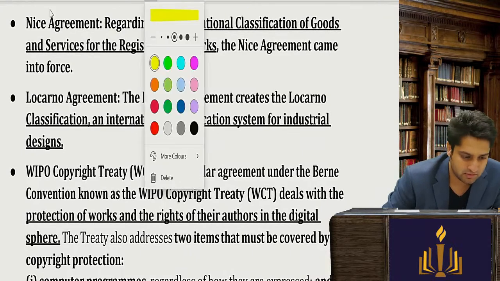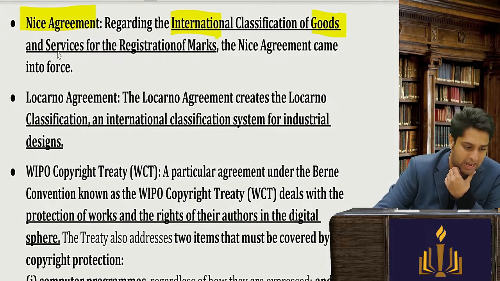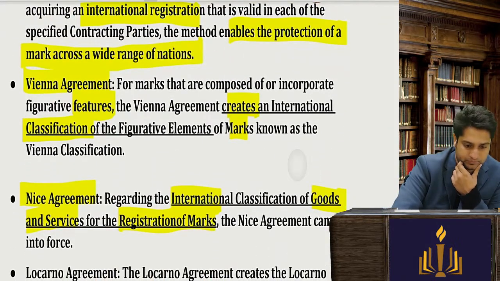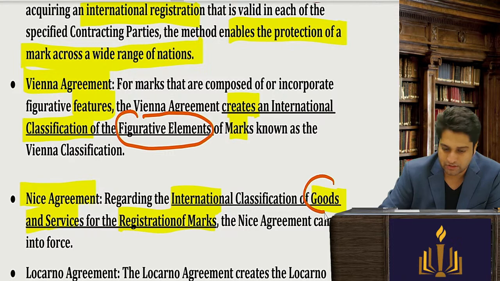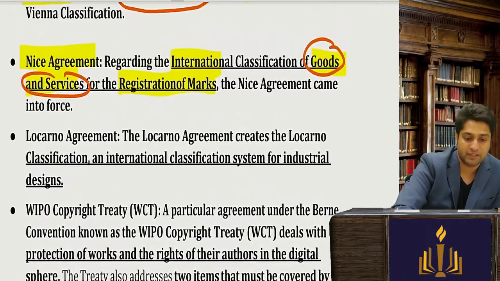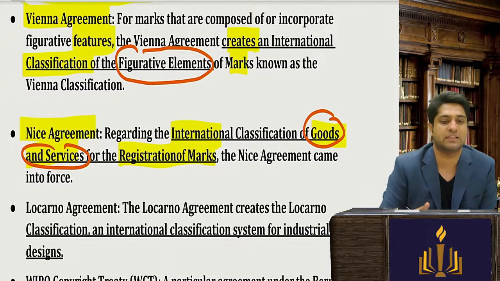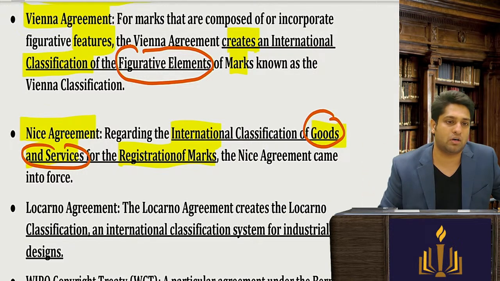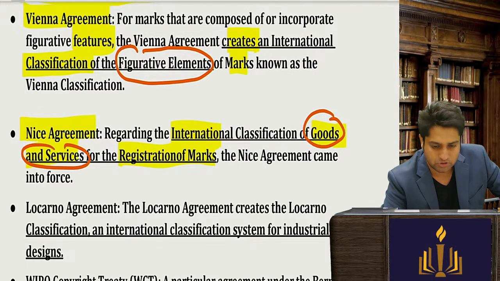Then the Nice Agreement was along similar lines regarding the international classification of goods and services for registration of marks. The Nice Agreement came into force. The Vienna one was more about figurative elements, and this was about classification of goods and services. Now, figurative elements could be some elements which are there, and this is with respect to ready-made goods, etc. So combined they could be used to protect your patents, your services, whichever you want.